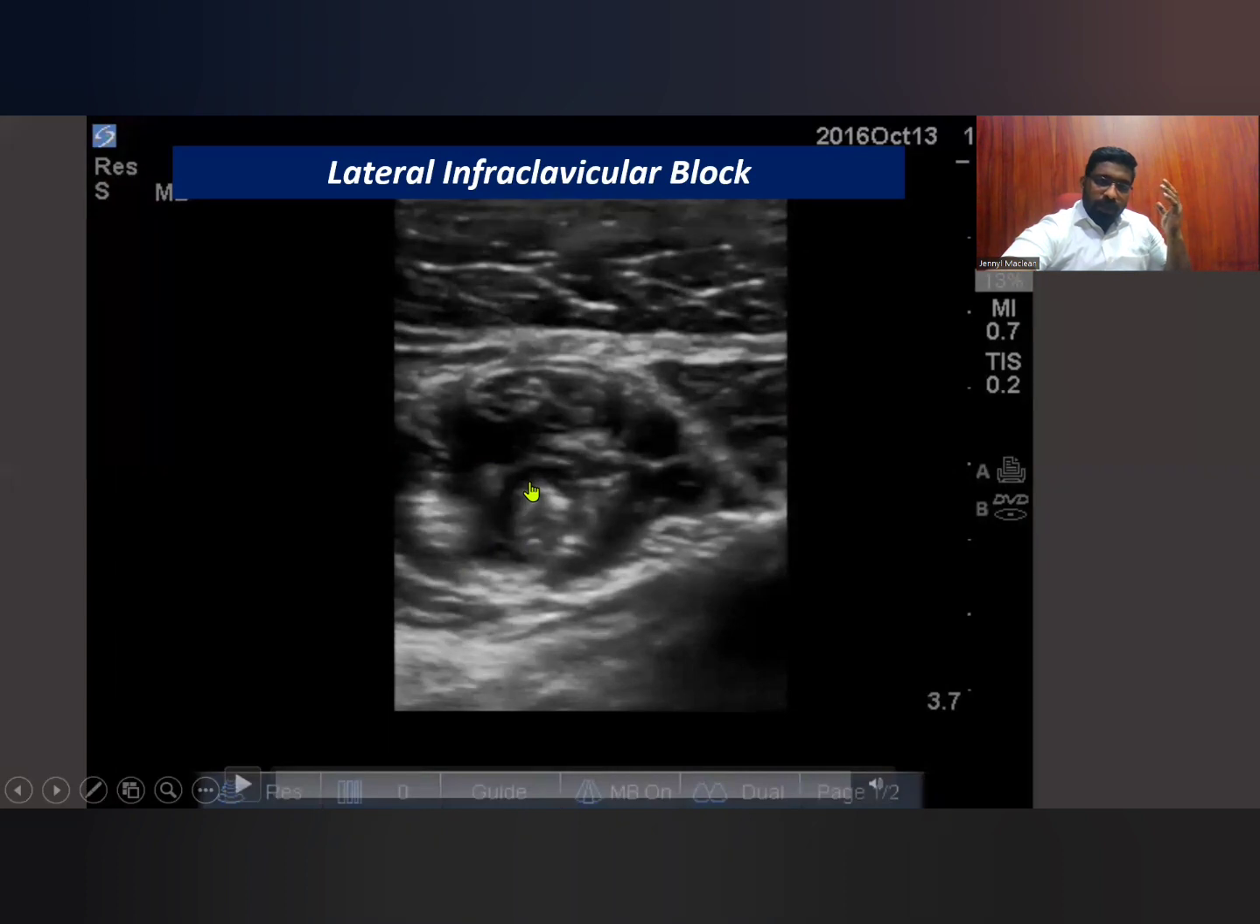You will be giving around 30 to 40 ml of local anesthetic. What happens is this paraneurium of the medial cord disrupts, and then later on it breaks the lateral cord and the posterior cord. That is why you have a U-shaped drug spread. That's what they say. So the onset is always very delayed in such cases.